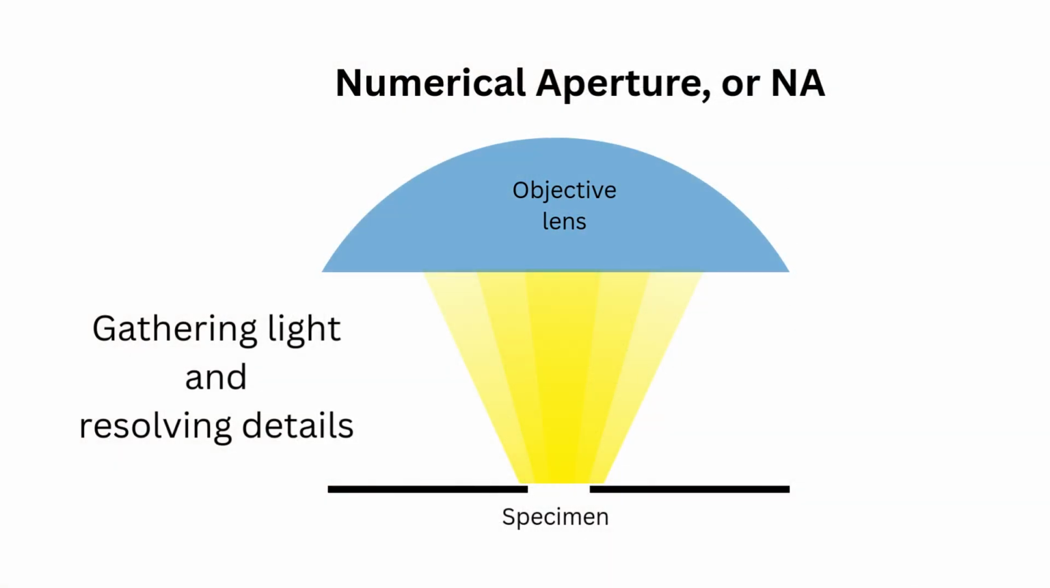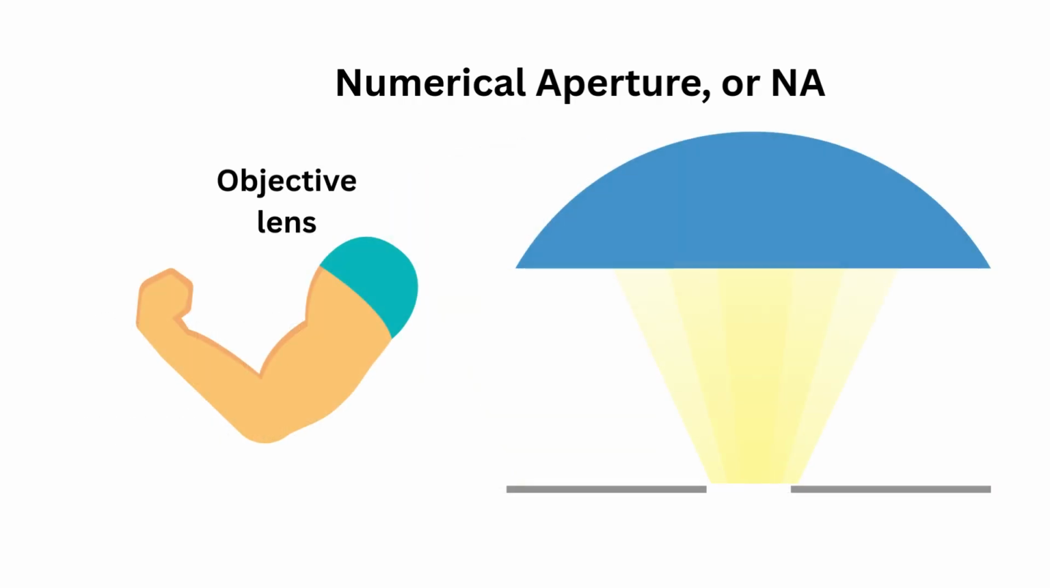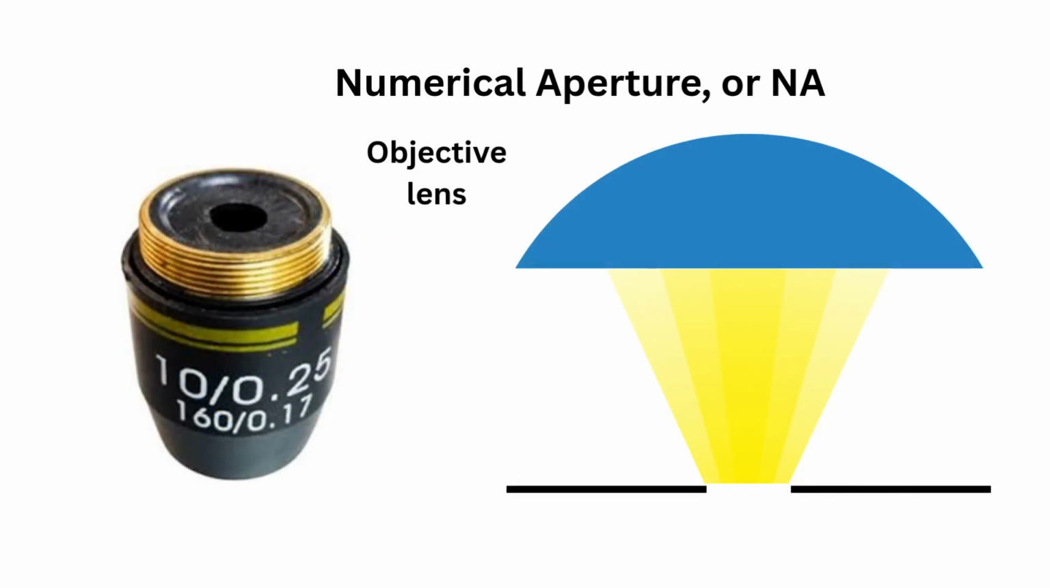First up, numerical aperture or NA. So this number tells us how good a lens is at gathering light and resolving fine details. In a compound microscope, the objective lens does the heavy lifting. It collects light from the specimen, it defines how much detail you can actually see.